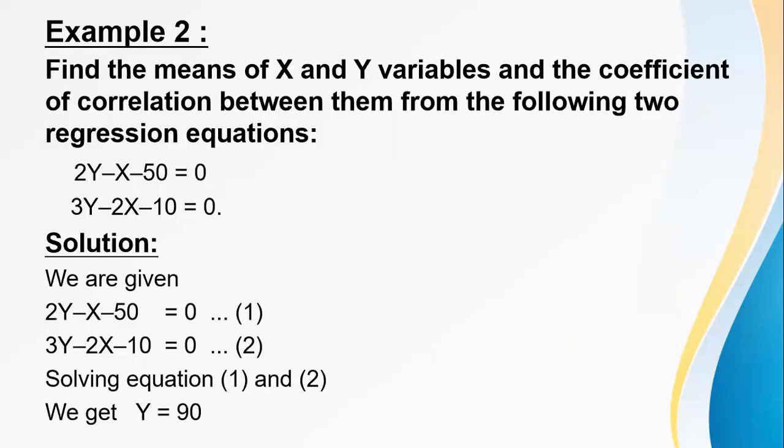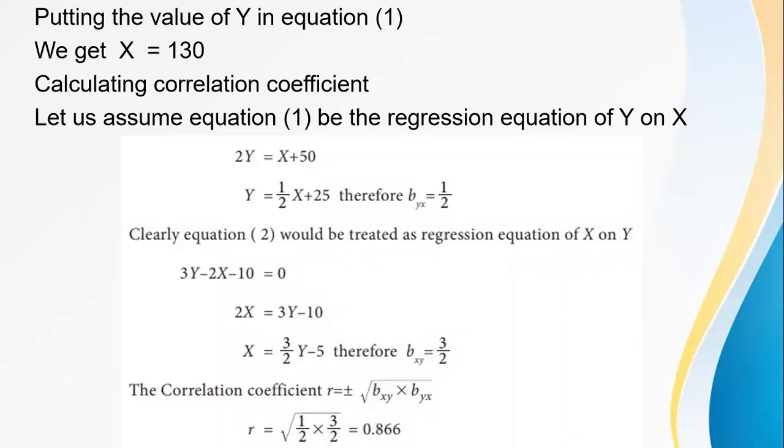Here is the second example. Find the means of x and y variables and the coefficient of correlation between them, given the two regression equations: 2y minus x minus 50 is equal to 0, and 3y minus 2x minus 10 is equal to 0. The solution: we are given 2y minus x minus 50 equals 0 and 3y minus 2x minus 10 equals 0. By solving both equations, we get y equal to 90, and putting y in equation 1, we get x equal to 130.